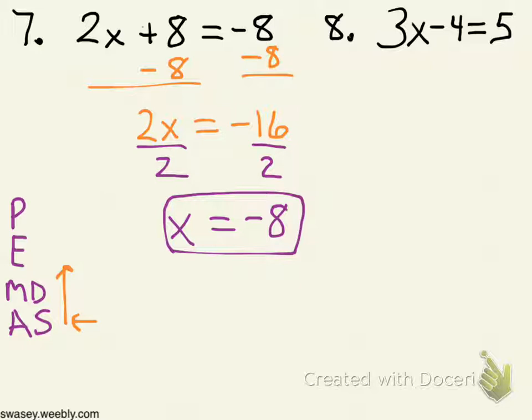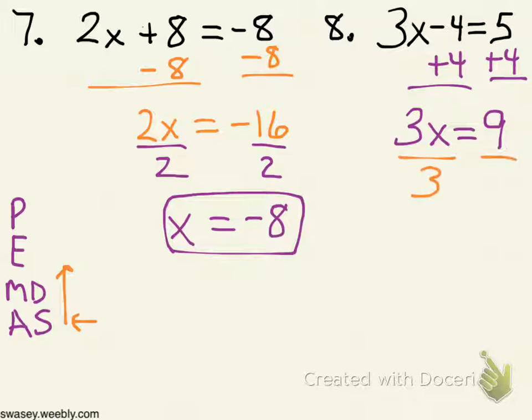Number 8, to get rid of minus 4, we'll add 4. Again, we're undoing addition or subtraction first. Now we'll undo the multiplication. To get rid of multiplying by 3, divide by 3 on each side.